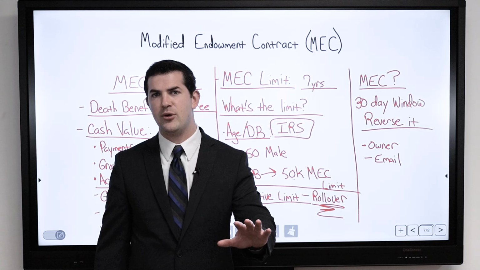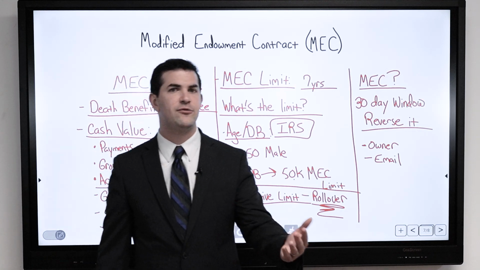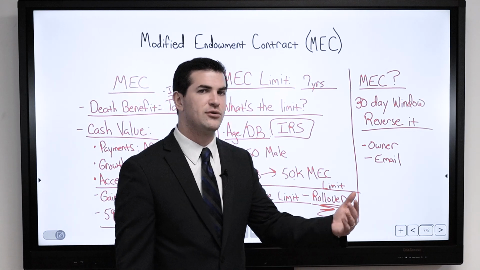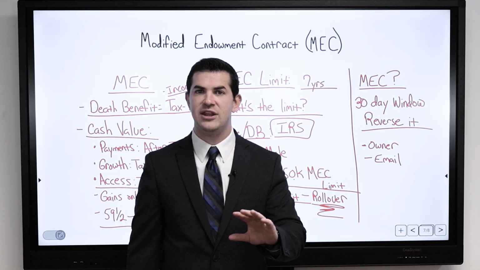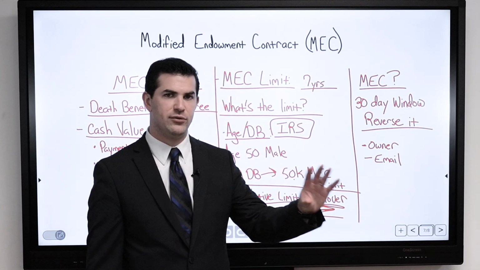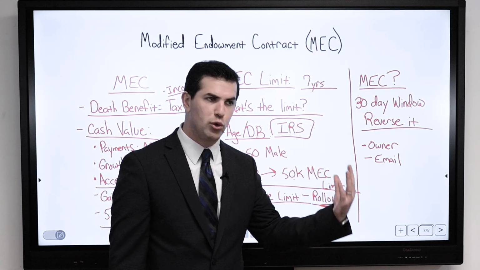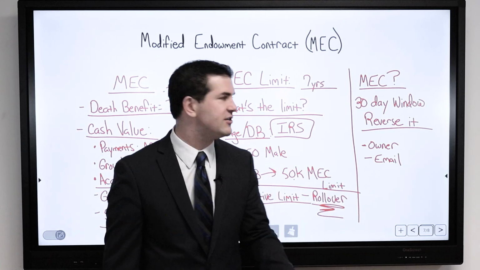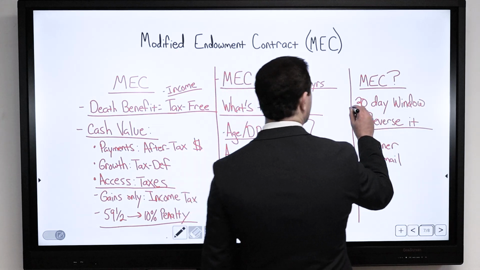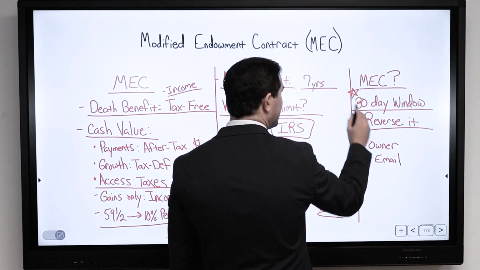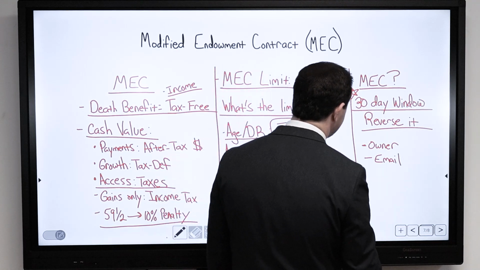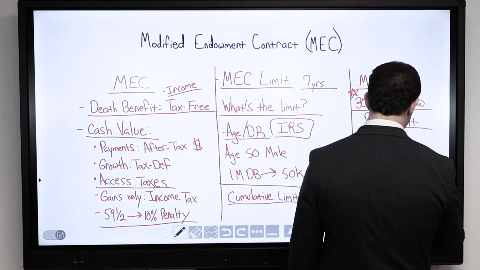I reach out saying, hey, you accidentally triggered a MEC. All I need from you is an email stating that the MEC was an accident and you'd like to reverse it. What will happen then is the amount that you went over the MEC limit for the year, the insurance company will refund the difference. That is a nice way to prevent a MEC if it is caught within that 30-day window. That's really the key there, if I can catch it initially.